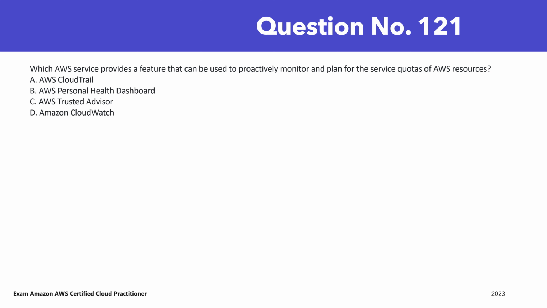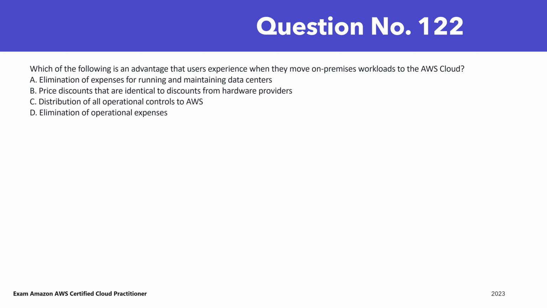Which AWS service provides a feature that can be used to proactively monitor and plan for the service quotas of AWS resources? A. AWS CloudTrail. B. AWS Personal Health Dashboard. C. AWS Trusted Advisor. D. Amazon CloudWatch. Correct answer, D.